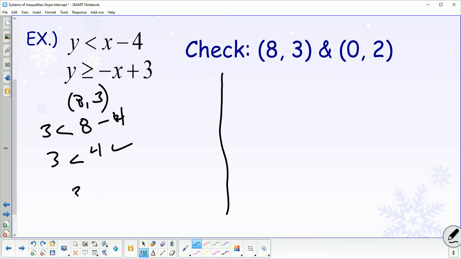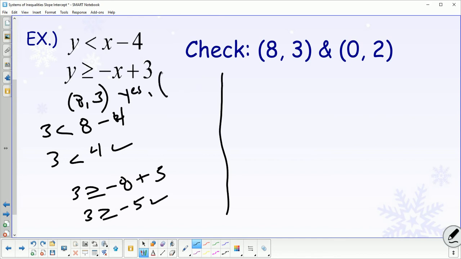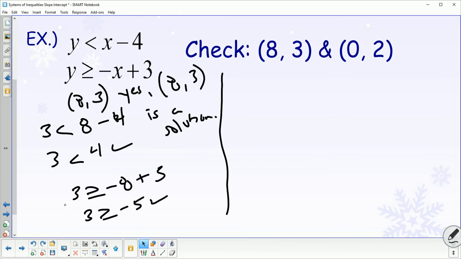If I check in the other one, plugging 3 in for y and 8 in for x, I get 3 is greater than or equal to negative 8 plus 3. And if I do negative 8 plus 3, I get negative 5. And that is also true. So we can say that yes, 8, 3 is a solution because it made both inequalities a true statement. 3 is less than 4 and 3 is greater than negative 5.